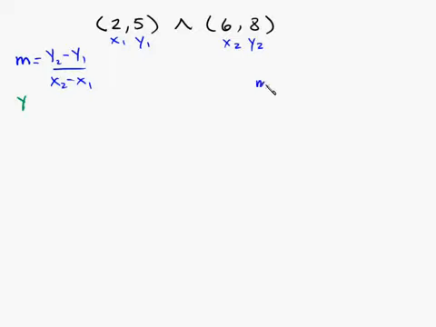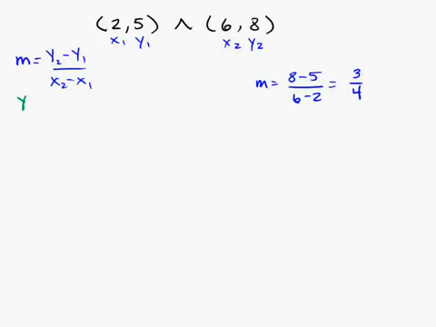So m is equal to y2 minus y1, which is 8 minus 5, and that's over x2 minus x1, which is 6 minus 2. And 8 minus 5 is 3, 6 minus 2 is 4. So that makes my slope 3/4.